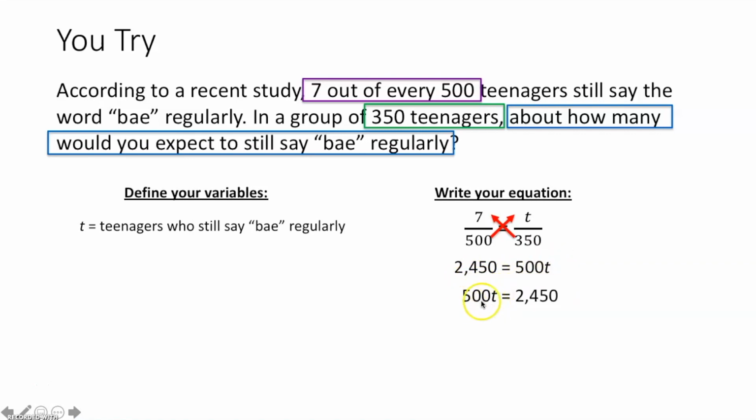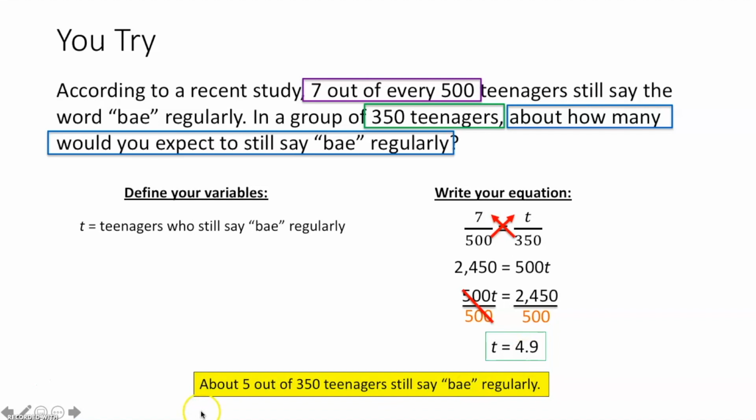Now our variable is on the left, and the constant needs to go to the right, so this 500 has got to go over here. Since it's 500 times T, I do the opposite. I divide both sides by 500. These cancel out. I get T is equal to 4.9. Now, what are we asked? We can't leave this as our answer. The question says, about how many teenagers would you expect to still say "bay" regularly? We can't have 0.9 of a teenager, okay? So what we're going to say is about 5 out of every 350 teenagers still say "bay" regularly. And then you're done.